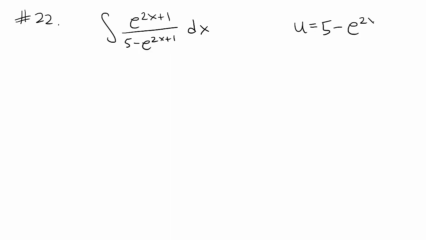All right, for number 22, we have e to the 2x plus 1 over 5 minus e to the 2x plus 1 dx. I have a quotient, so if I use substitution, I'm going to try to set u equal to the denominator, which is the 5 minus e to the 2x plus 1. So then du is going to be equal to negative 2 e to the 2x plus 1 dx, which I almost have in there.